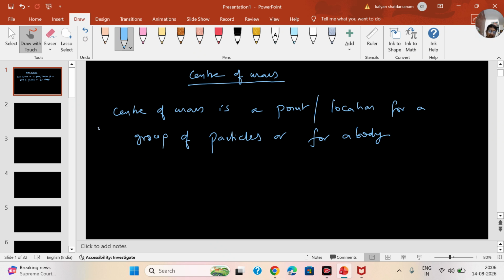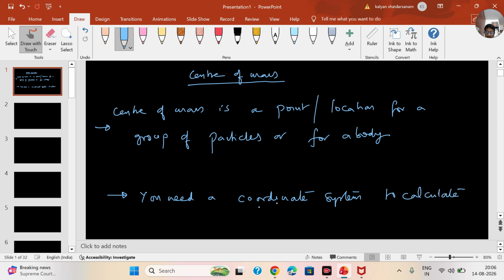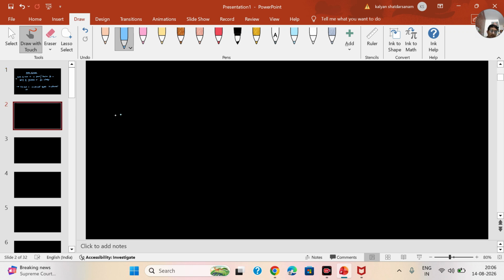So how is it calculated? Let me get into the definition first. In order to calculate center of mass, you need a coordinate system. So suppose I have a coordinate system, my x and y axes are there, the z axis also may be there, and I want to tell the coordinates of this special point called center of mass.